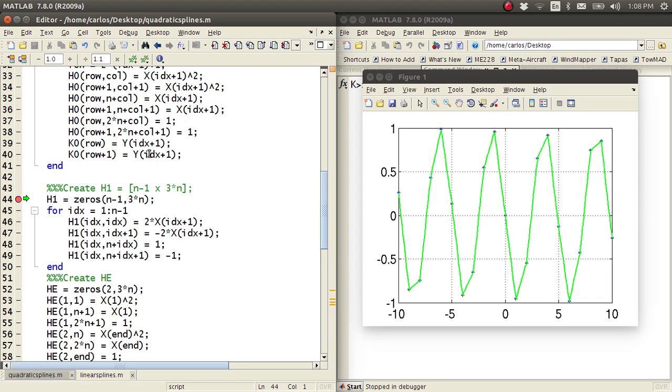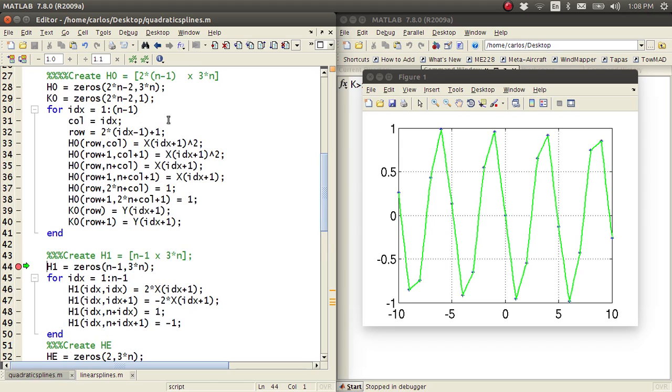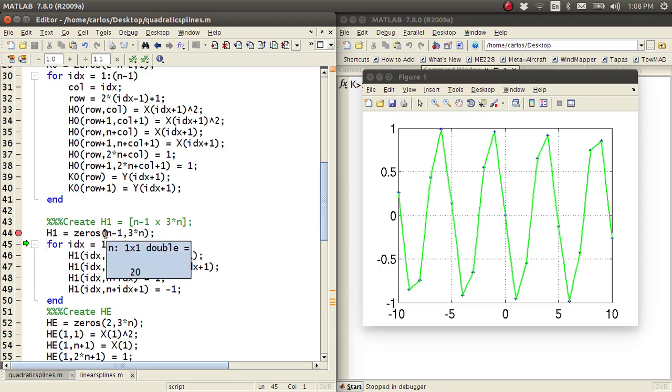When I step through this, notice that for the first derivative term, I set them equal to each other. The reason I don't have 2n minus 1 equations here is because I don't actually know what the first derivative is, so I just set them equal to each other. So instead of getting 38 equations, I get n minus 1, or 19 equations.